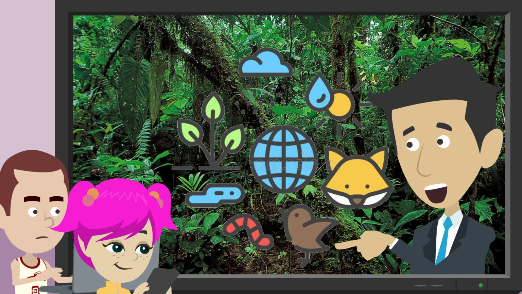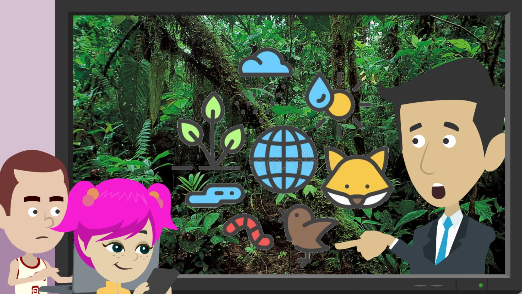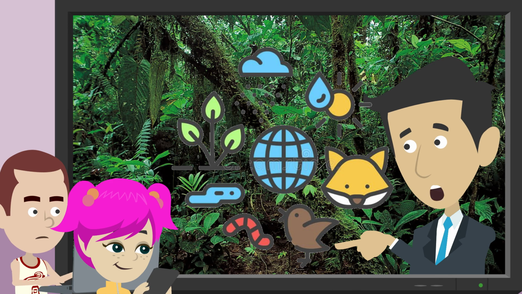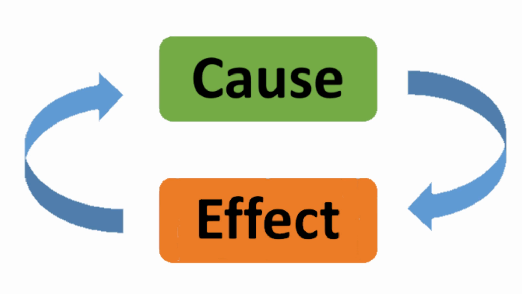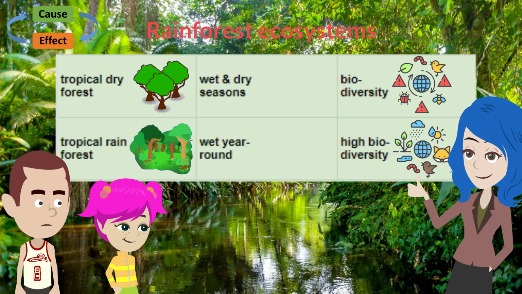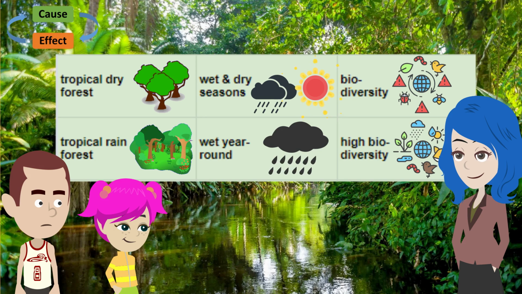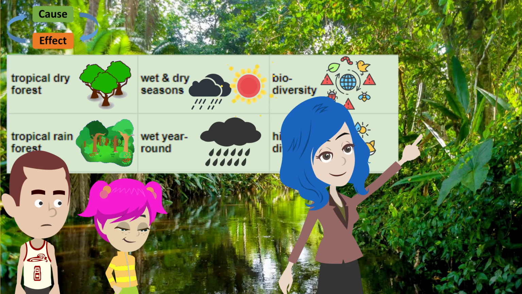Due to the large amount of rainfall and favorable temperature, the rainforests have high biodiversity. Cause and effect. Rainforest ecosystems. What is the energy in the forest ecosystem? Please choose the right answer card.